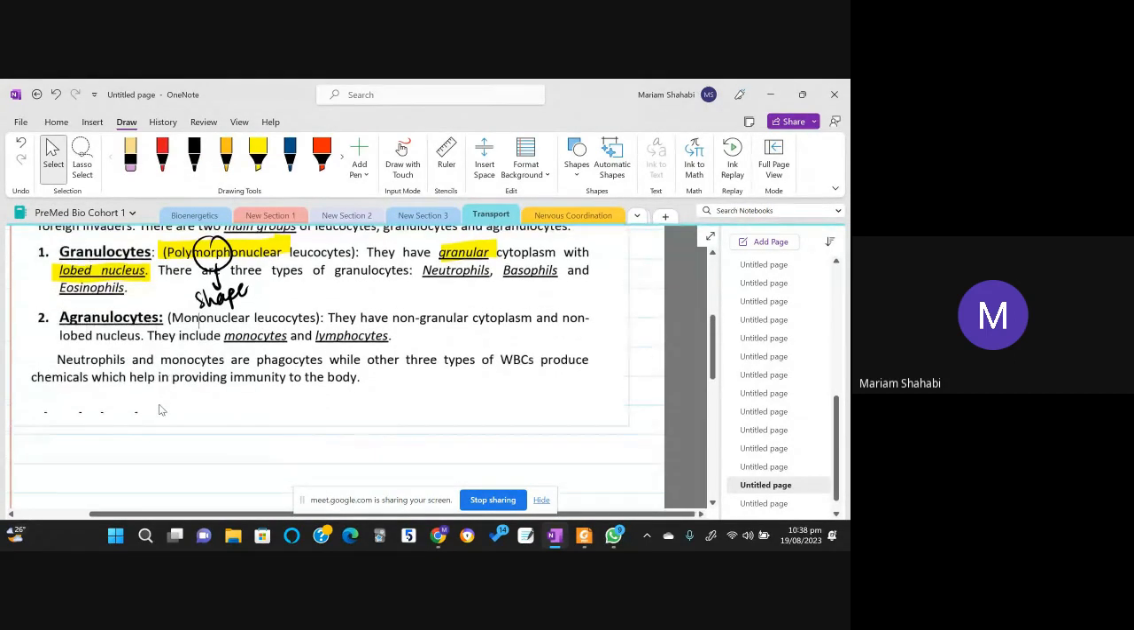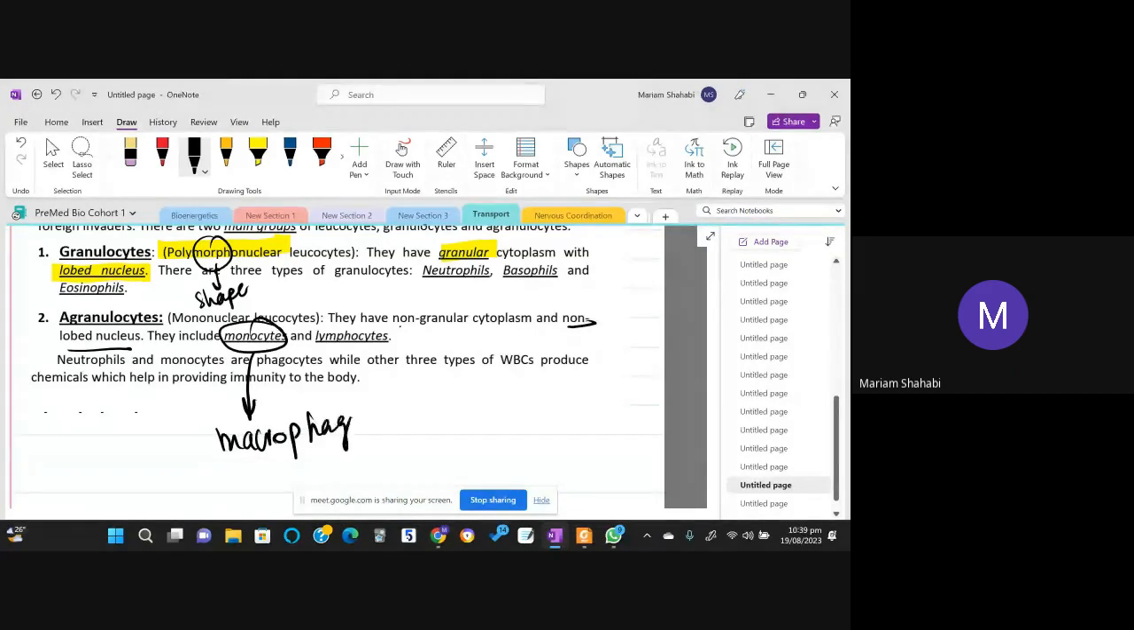And then there are agranulocytes. इनमें कोई granules नहीं होते. The cytoplasm is very smooth, very clear, and they have a non-lobed nucleus. And इनमें सिर्फ monocytes होते हैं और lymphocytes होते हैं. Monocytes, when they mature, they become macrophages. These are also immune cells.